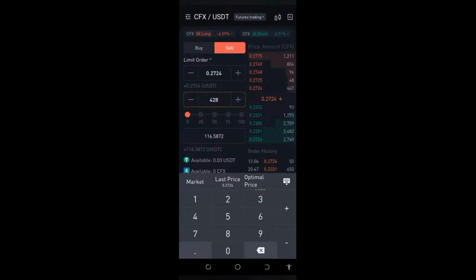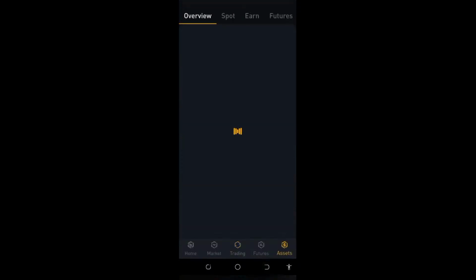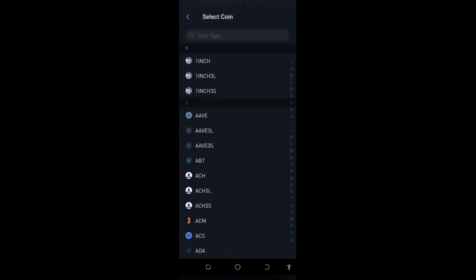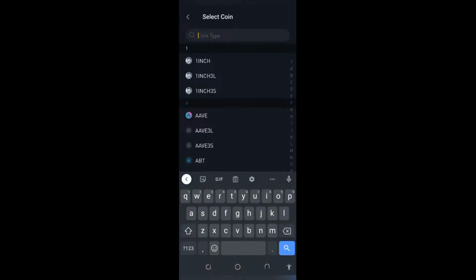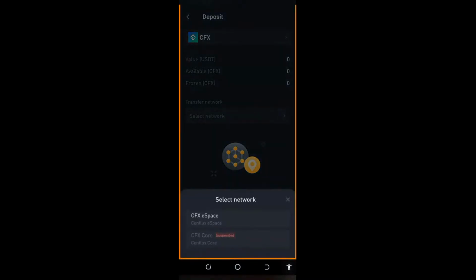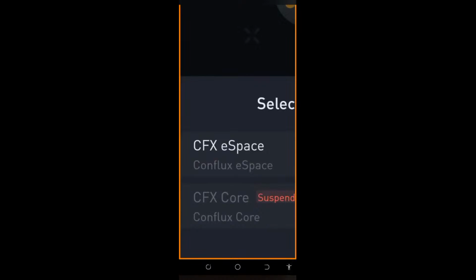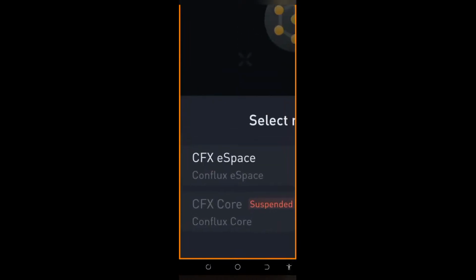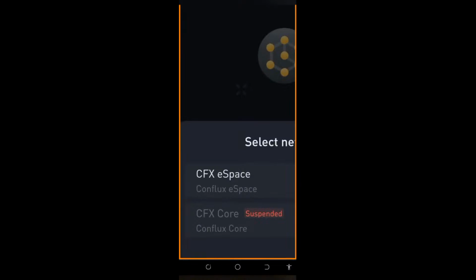But first off, we need to check also the network, the deposit networks, the withdrawal networks, and all of those. So now, since we're here on Buy True, let us check the deposit network, right? Let's see what it is to deposit, what's it called now again? CFX. Yes, CFX. All right, so I'm just going to click on that. Okay, what are we seeing here? We're seeing Conflux eSpace. We're seeing Conflux Core. Conflux Core is suspended while Conflux eSpace is available.